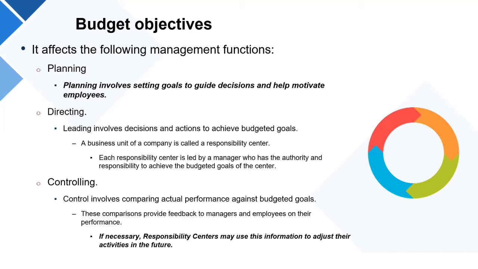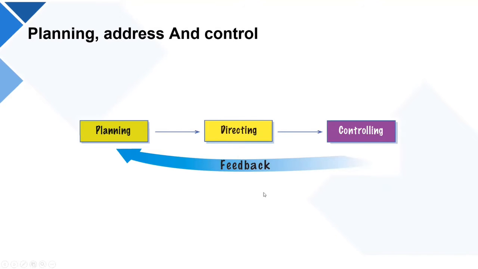Okay, so if you see it inside the analysis and the administrative process, you have planning, directing, and controlling, and the feedback is actually the budget. Using the budget helps you give feedback to the administrative process and change things in case you are not getting the results that you thought you were going to get.